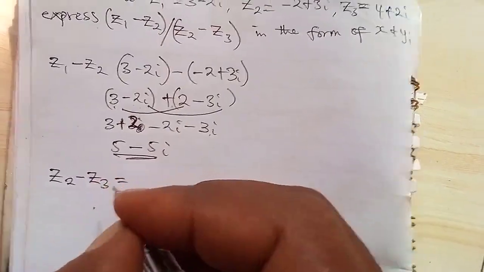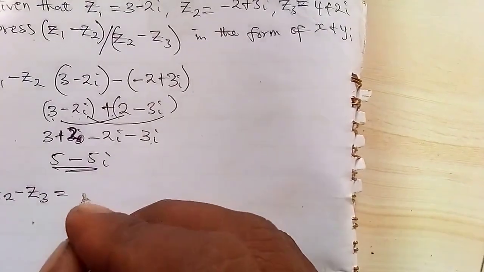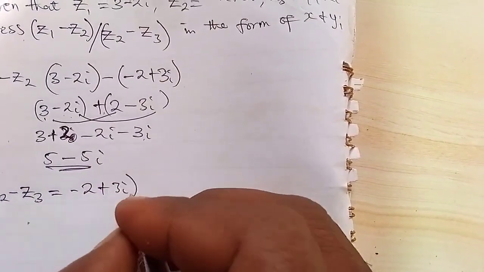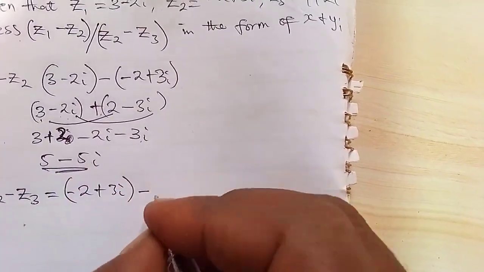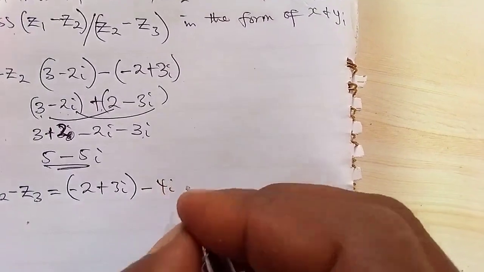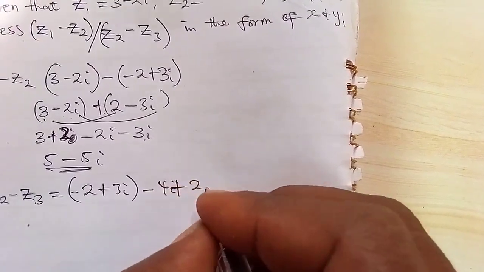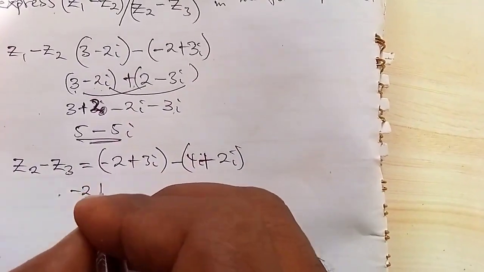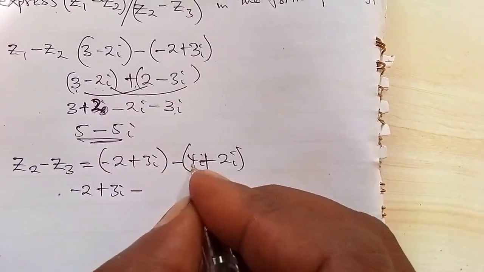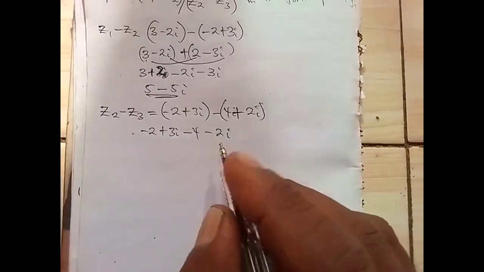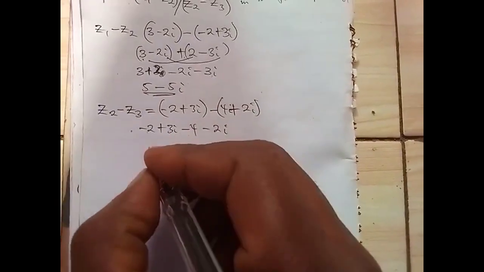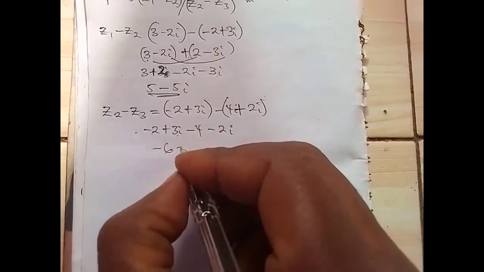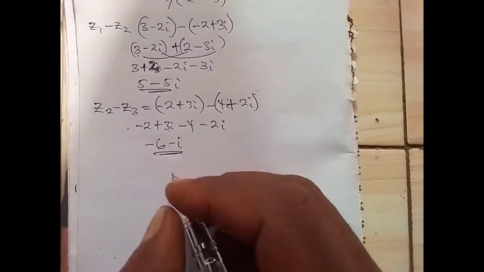So z2 is minus 2 plus 3i, minus our z3, which is 4 plus 2i. So the minus affects them. We have minus 2 plus 3i minus 4, minus 2i. Then minus 2 minus 4 gives us minus 6. Then 3i minus 2i gives us plus i. Sorry, that is minus 6 plus i. So this is what we have.